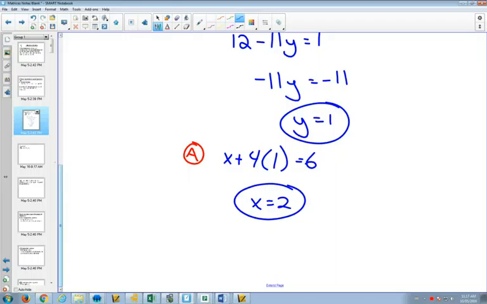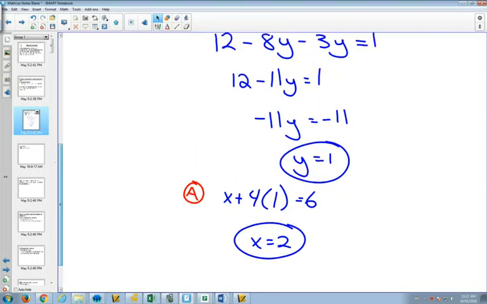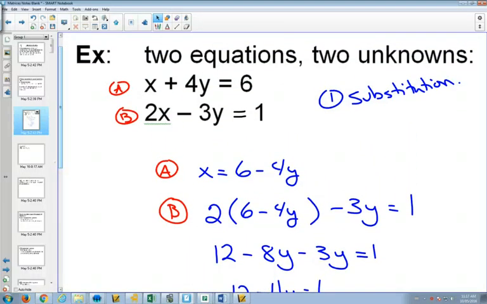If you want to make sure that you haven't made any mistakes in solving this, you can go back to equations A and B, plug in 1 for y and 2 for x, and check. Does equation A add up to 6? When x is 2 and y is 1? Yes, it does. Does equation B equal 1? When x is 2 and y is 1, 4 minus 3 is 1. So we can check to see that both of those work. That's method number 1, substitution.